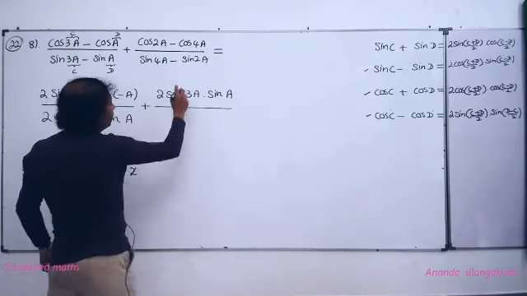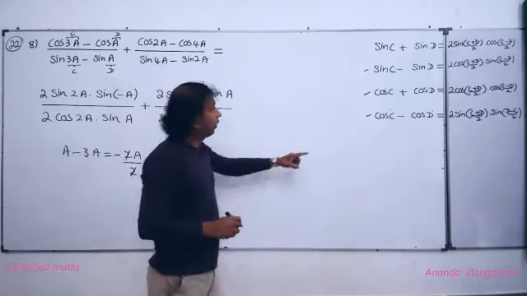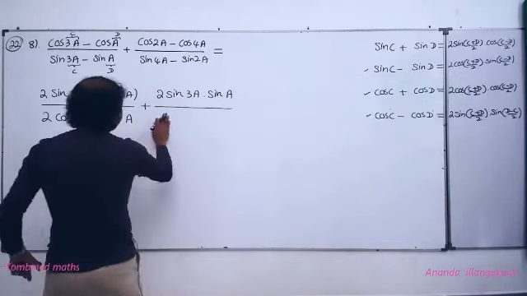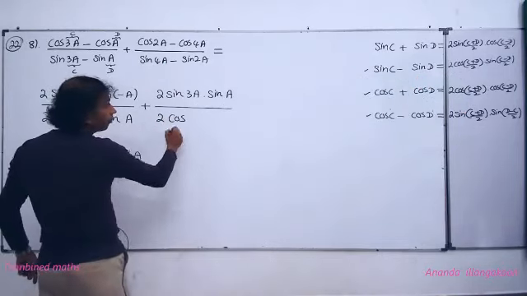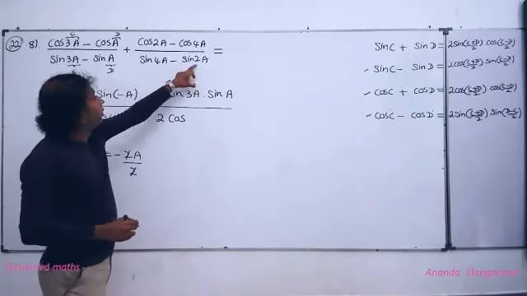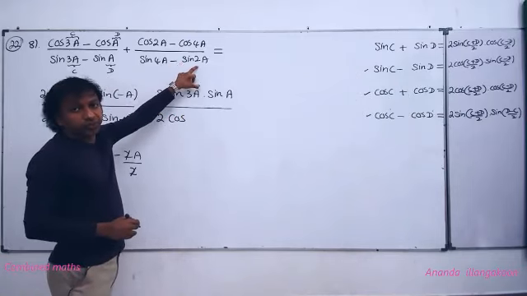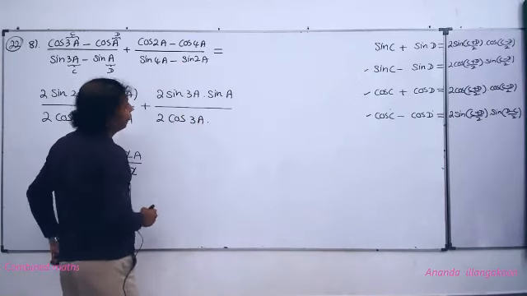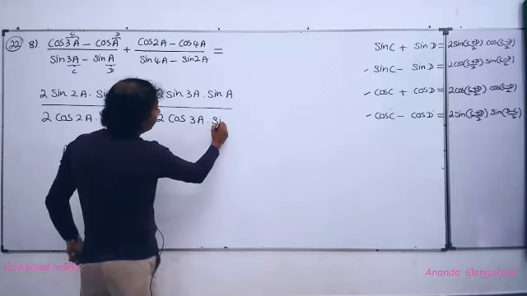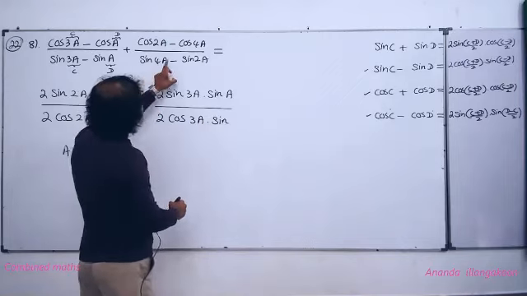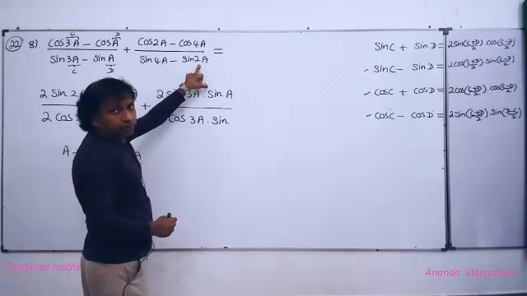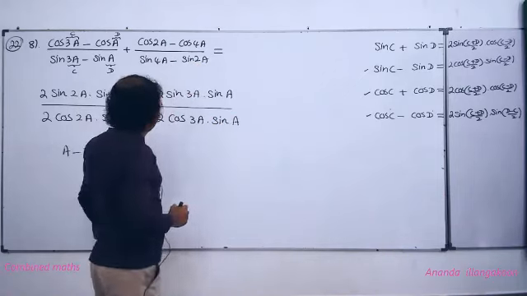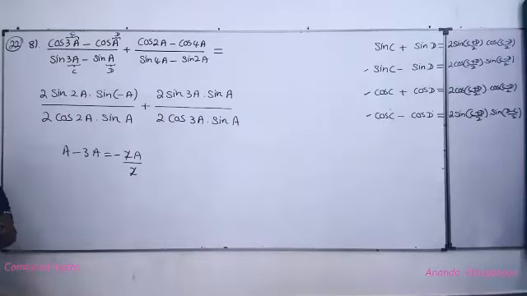Sin c minus sin d, 2 cos. Add the angles, 4a plus 2a, 6a, divide by 2, 3a. And then sin c minus d, this minus this, 4a minus 2a is 2a, divided by 2, it's a. People, like this we get. Okay, let's see. Another simplification there.